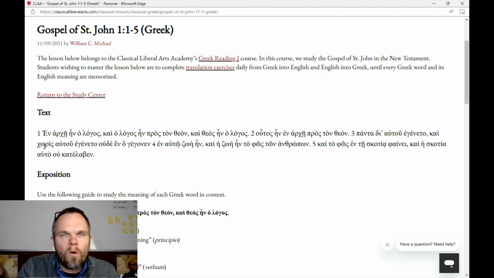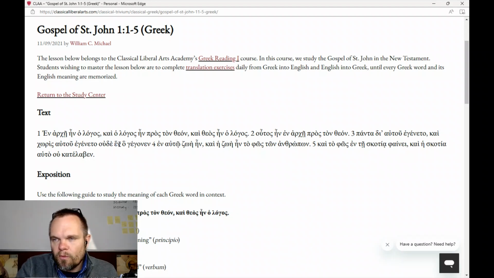Choris. We then have autu again. We then have egeneto, which we've already seen. Then we have the diphthong omicron upsilon, again with no breathing, so u, delta, and epsilon, ude, and you see the grave accent mark there, ude.